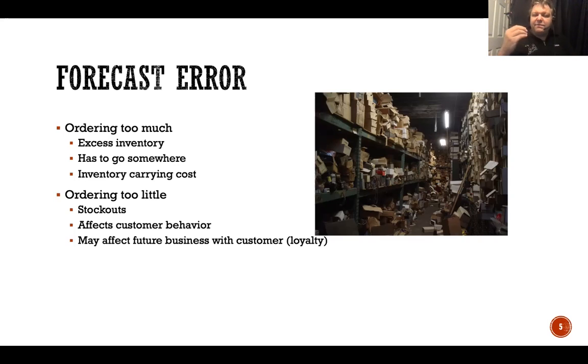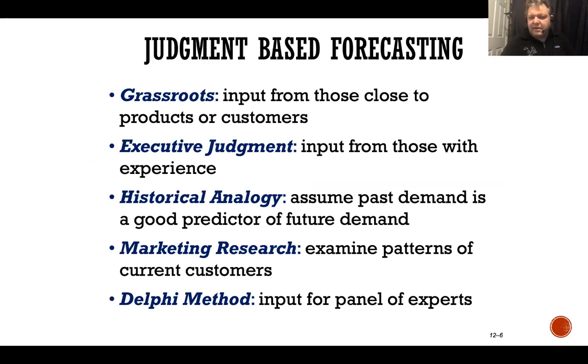So when you have forecasting error, you either order too much or too little. And we don't want either of those. We want to order exactly what we need to sell, because that way we can maximize our profit and we don't affect customer loyalty and we still make our sales. So this is the idea behind forecast error.